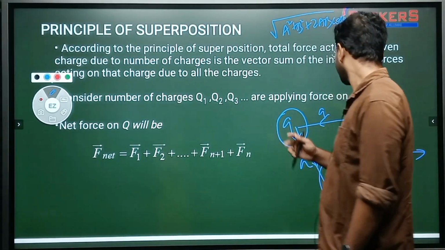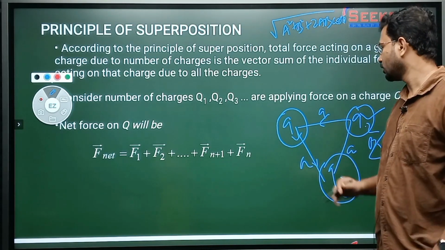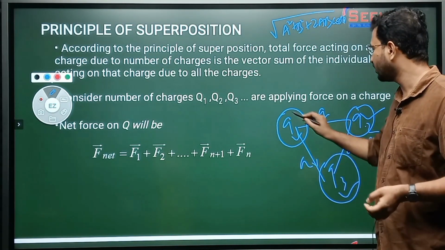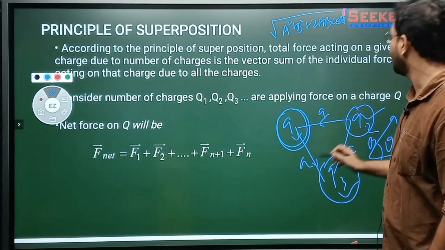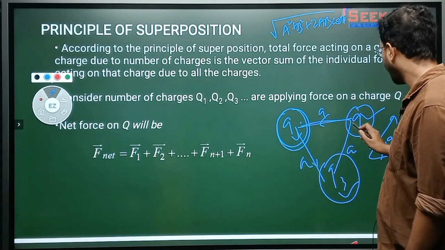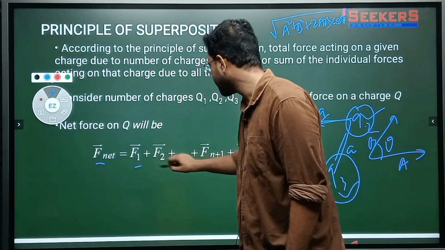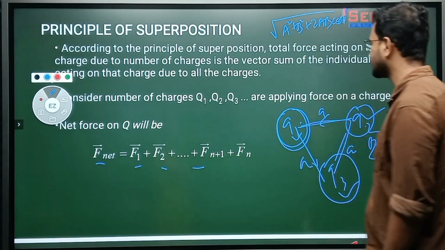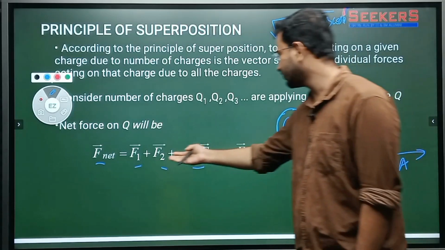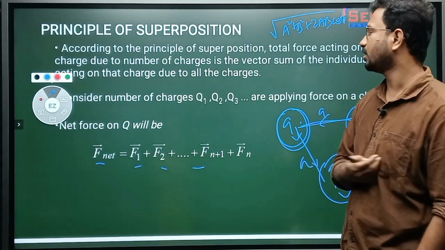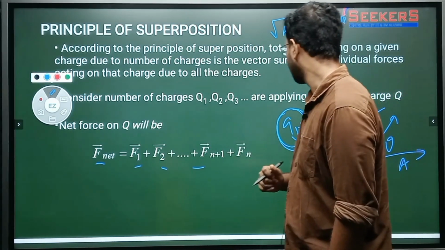So on Q1, there is a force by Q2 and there is a force by Q3. We have to calculate the overall addition of forces on Q1, how much net force is acting. That's why F net on a charged particle is due to F1 plus F2. There can be more than three charged particles also, and they all will apply forces. So we have to add all the forces, and whatever resultant value we get will be the net force on the body.